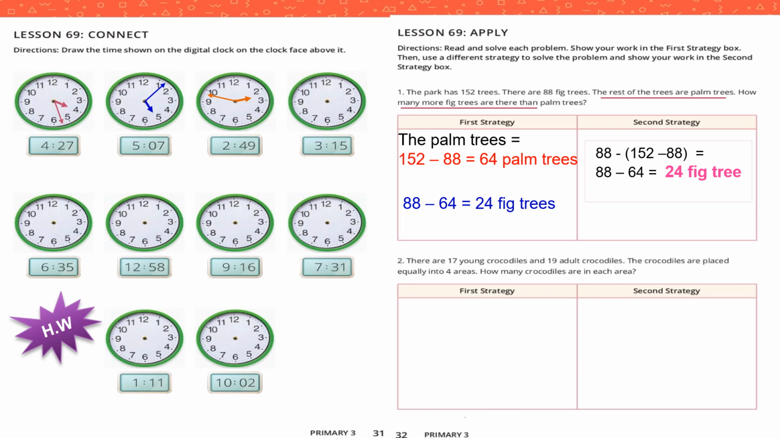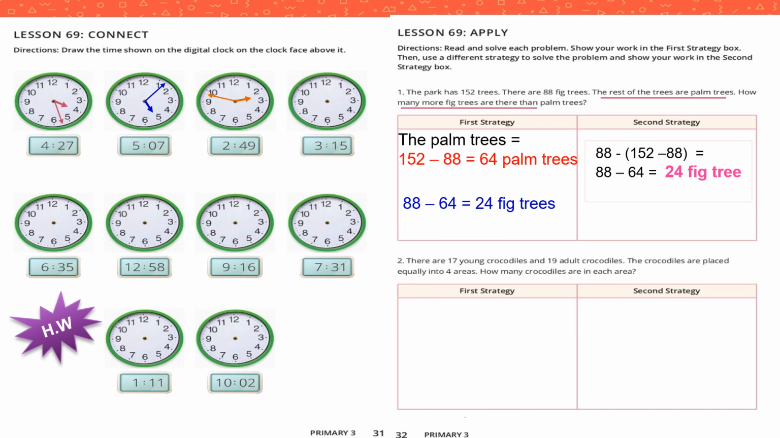Number 2, the second story problem. There are 17 young crocodiles, and 19 adult crocodiles. Young means small, and adult means big, okay? They are the same. So I have 17 young and 19 adult. The crocodiles are placed equally into four areas, okay? I put all of them in 4 areas equally.